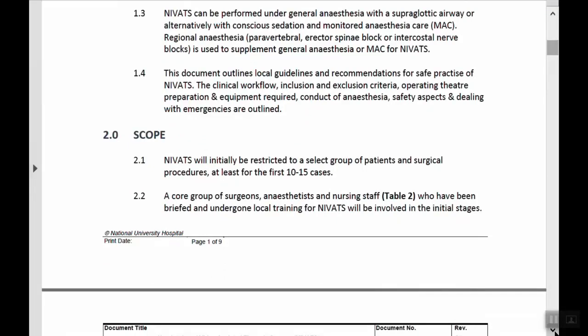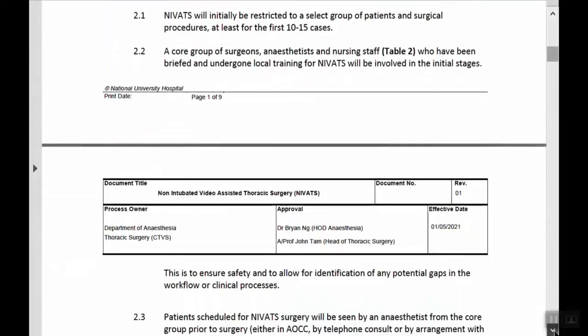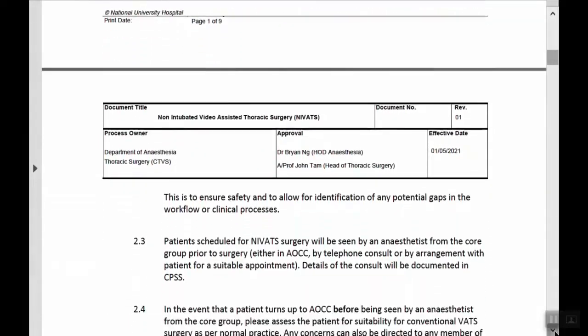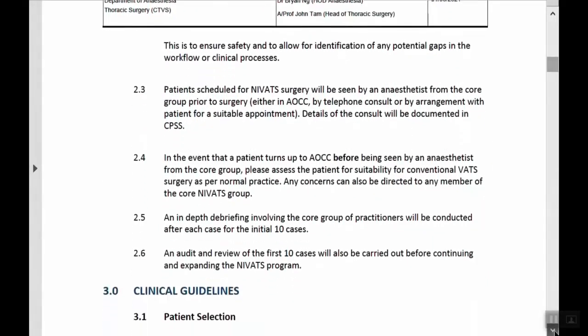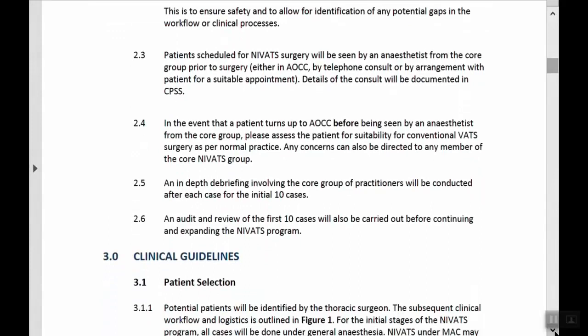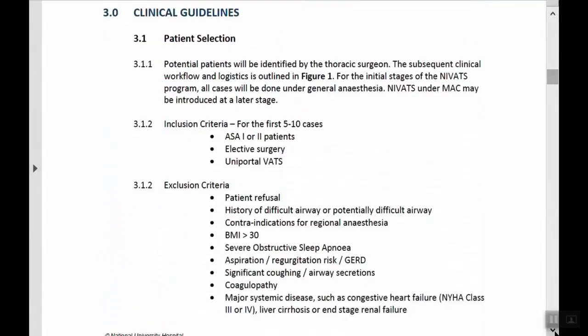Patients for NEVATS will be identified by the thoracic surgeon. Anesthesia pre-op evaluation will be carried out in AOCC to confirm suitability. Exclusion criteria are extensive at present, but can be relaxed once we obtain experience in NEVATS and are confident with our workflow and clinical processes.